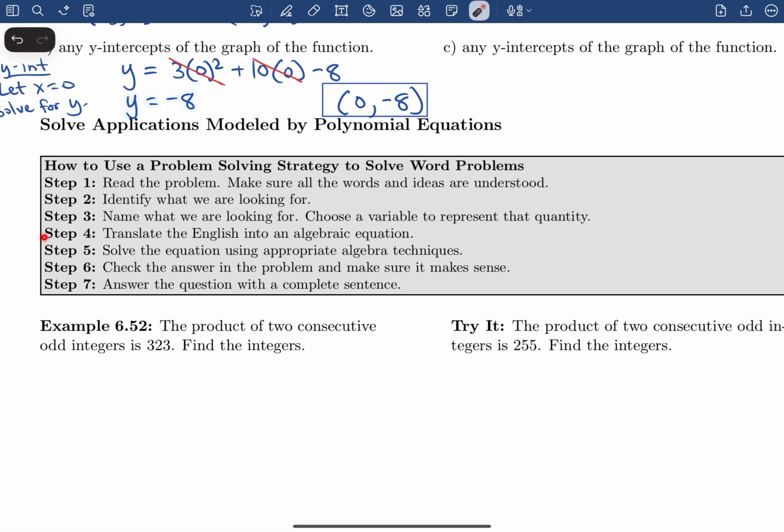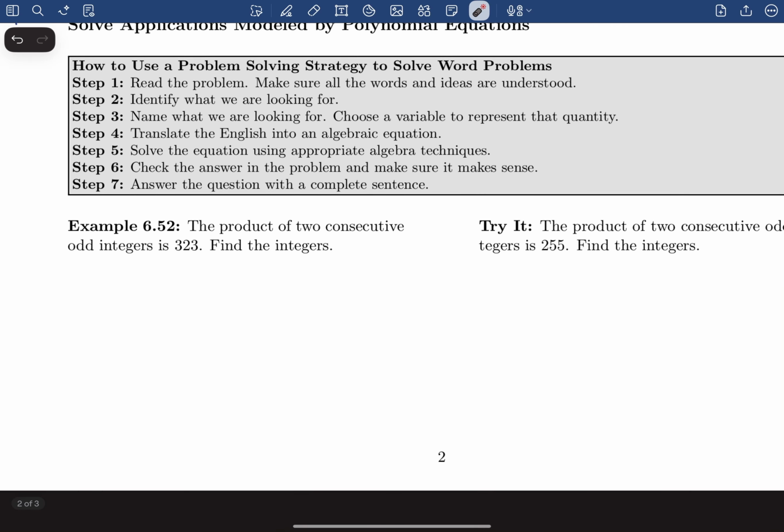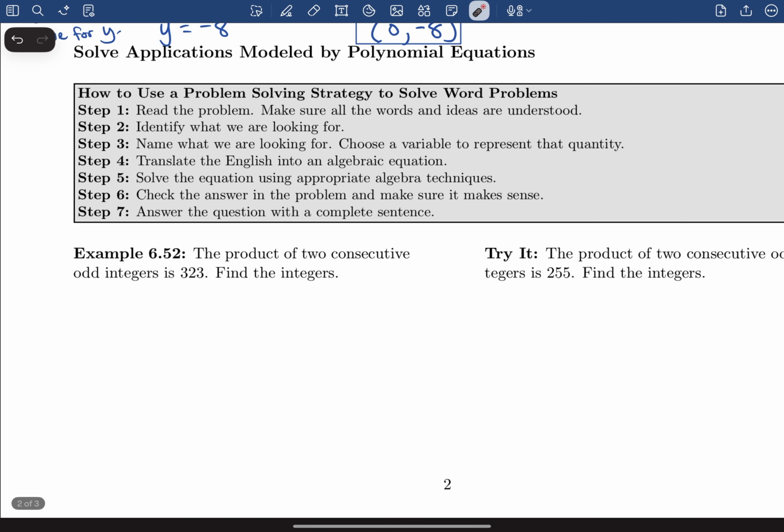Step 4, translate the English into an algebraic equation. Step 5, solve that equation using your appropriate algebra techniques. Step 6, check the answer in the problem and make sure it makes sense. Step 7, answer the question with a complete sentence. Great. So let's look at example 6.52, which says the product of two consecutive odd integers is 323.